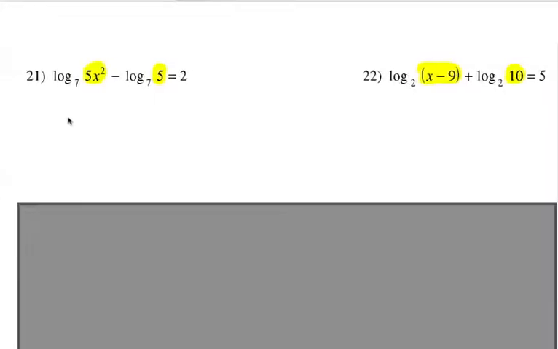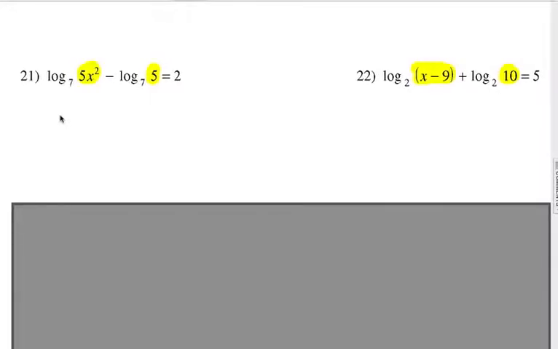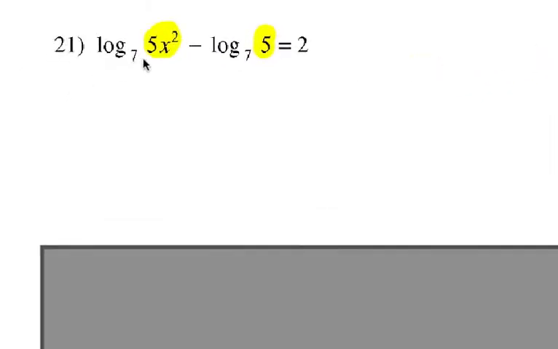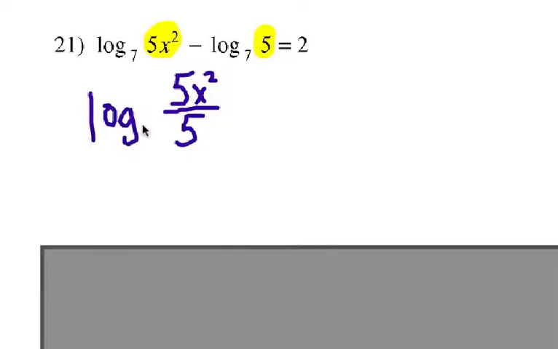Let's look at this first one, and if you get stuck, I'll work this through with you. Notice how it's log base 7 there and log base 7 there, which is pretty critical. We've got to have the same bases to start with. So we have log of this expression minus log of this expression. Remember what subtraction means? That's right, it's division. So we're going to take 5x squared and divide it by 5. And of course attached to that is the log base 7. And that equals 2.